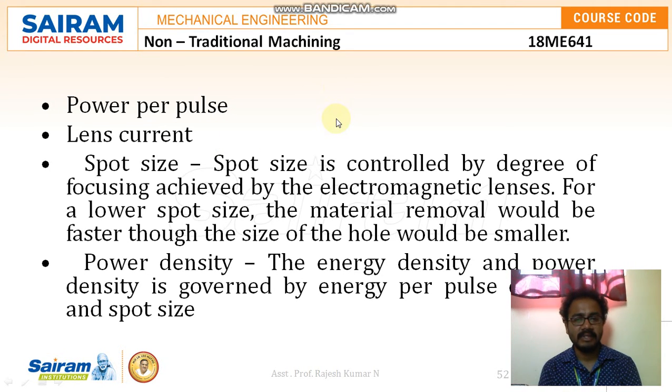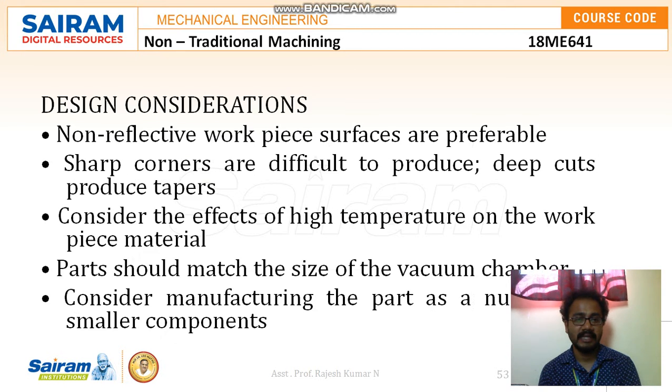Then moving to the spot size, which is controlled by the degree of focusing achieved by the electromagnetic lenses. For a lower spot size, the metal removal would be faster, and the size of your hole would be smaller. The power density, meaning the energy density, is governed by the energy per pulse duration and the spot size.